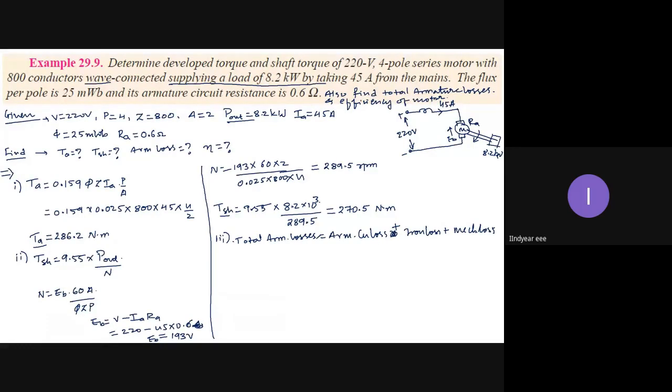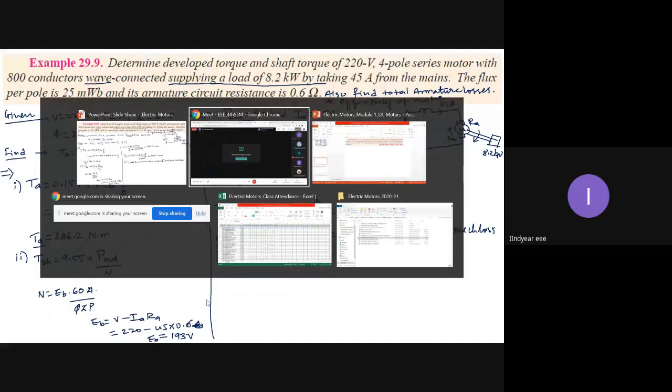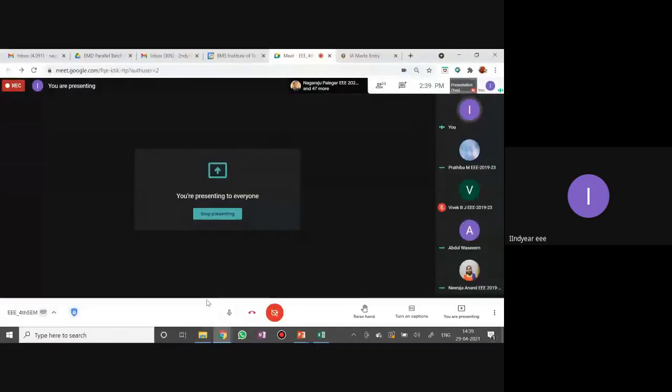Actually, now the time is up. I will end it at this point here. In tomorrow's class, I will continue the same example, because I started 5 minutes late by getting confused with times, and a few more minutes went because of loss of connection.